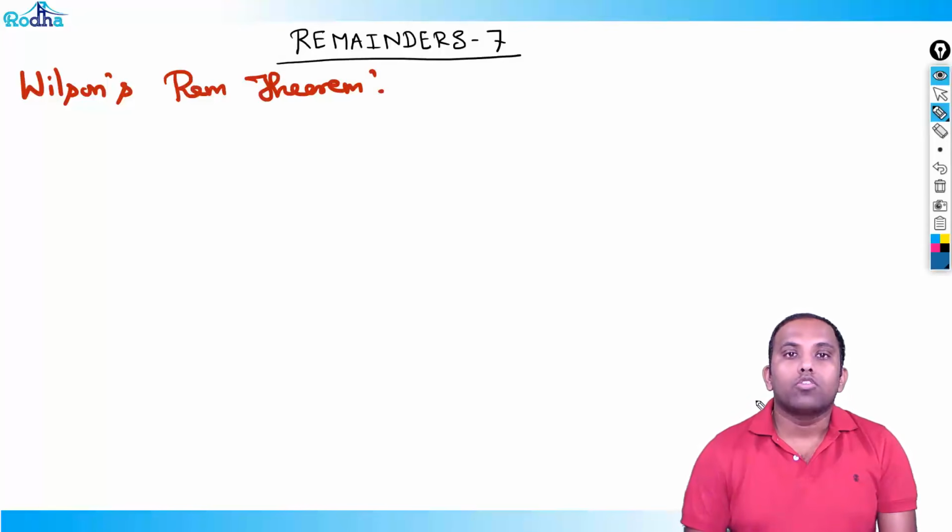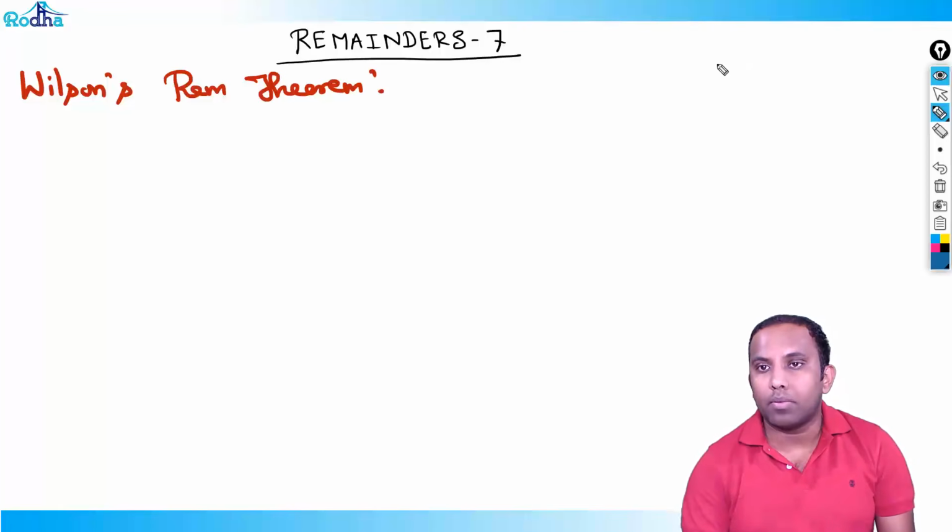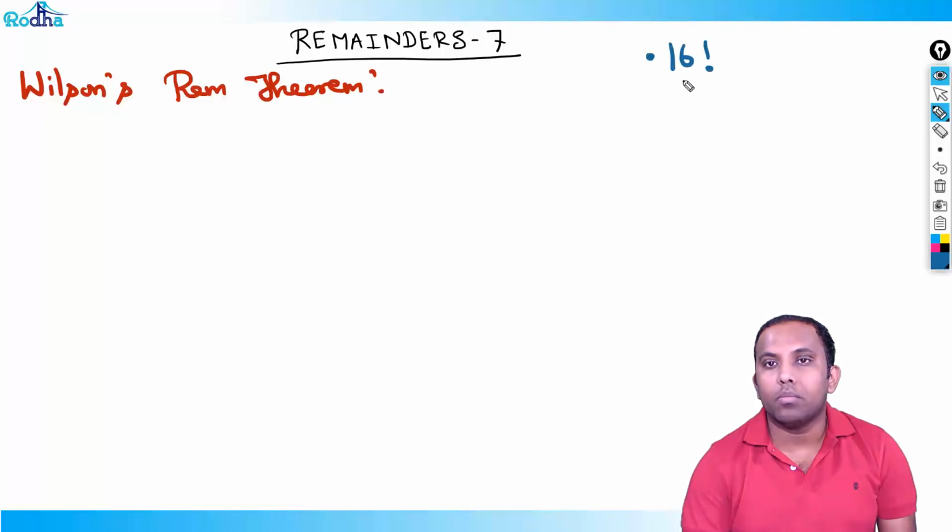Okay, so in this we'll discuss Wilson's remainder theorem. Wilson's remainder theorem is basically related to factorials. For example, what is the remainder of 16 factorial divided by 17 factorial? Can you tell me? Or what is the remainder if 17 factorial is divided by 16 factorial?